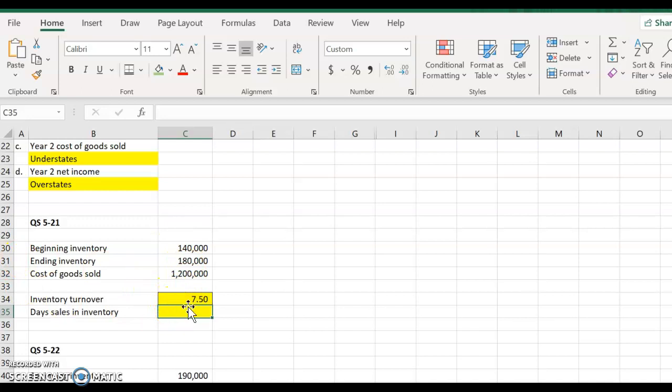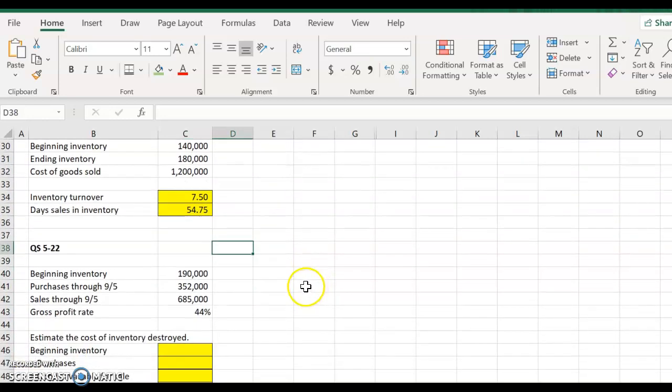Days' sales in inventory is going to be the ending inventory divided by cost of goods sold, times the number of days in a year, 365. So I get 54.75 days in inventory.